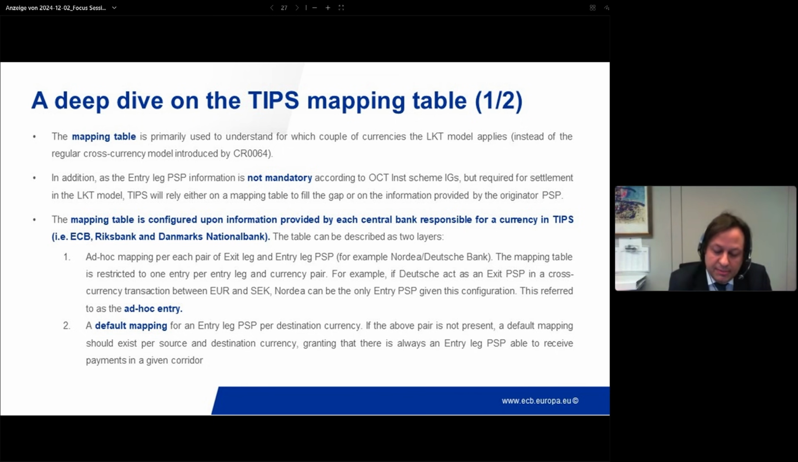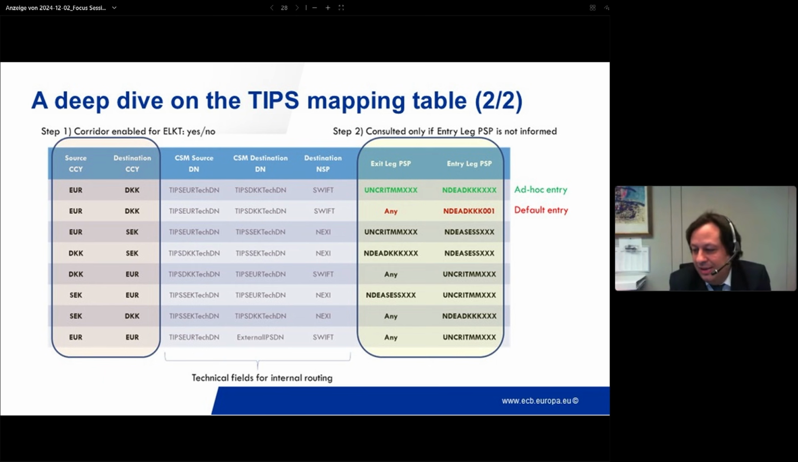So the mapping table will have as a first role a decision point where the payment will be settled according to the one leg out scheme, for example, if no row is matching the pair of currency in the message by looking into the mapping table, or to go via the enhanced link transaction model, as I will explain, let's say, in the next slide. But before going to the examples, maybe it's just good to have a visual representation on how the TIPS mapping table will look like.